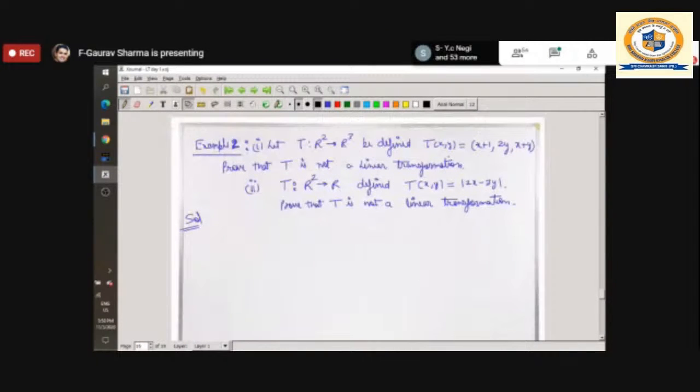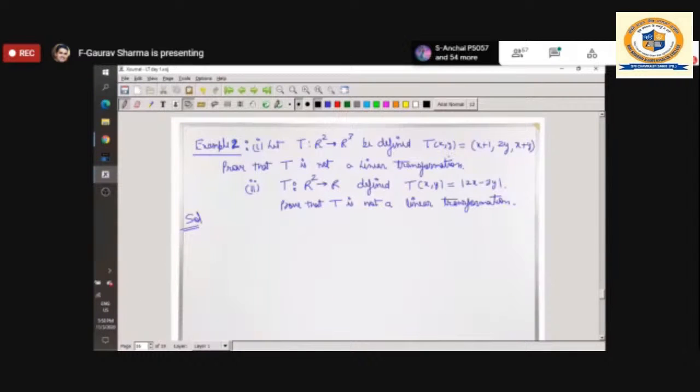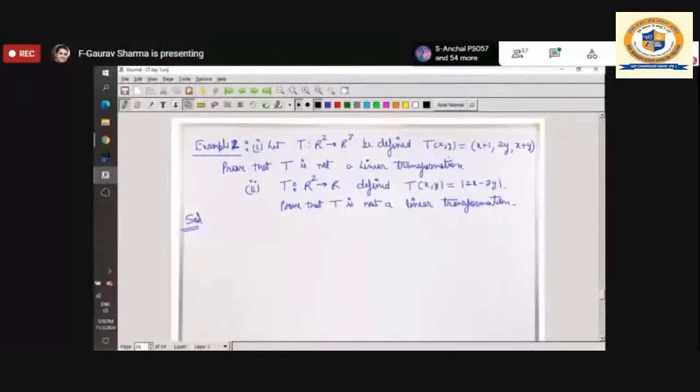The first example is R square to R cube defined by T of x, y equals x plus 1, 2y, x plus y. You need to prove that T is not a linear transformation. So what idea do you have to prove this? Sir, give them time. Take one minute, think on it, and then we will discuss. I'm talking about the first example, and you can also think about the second example. So we have two examples.